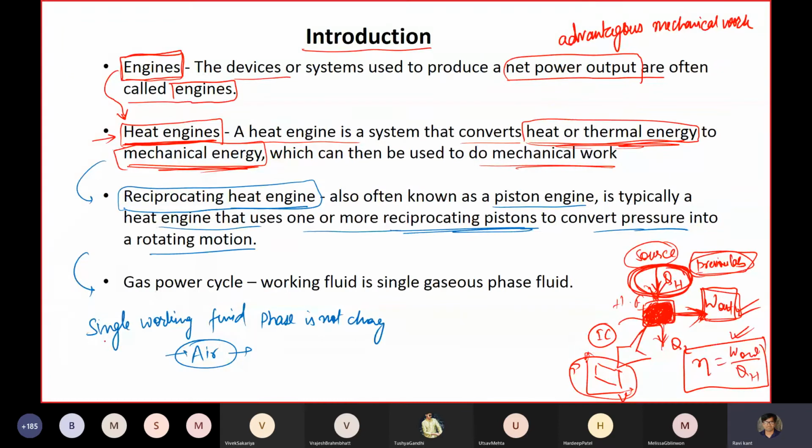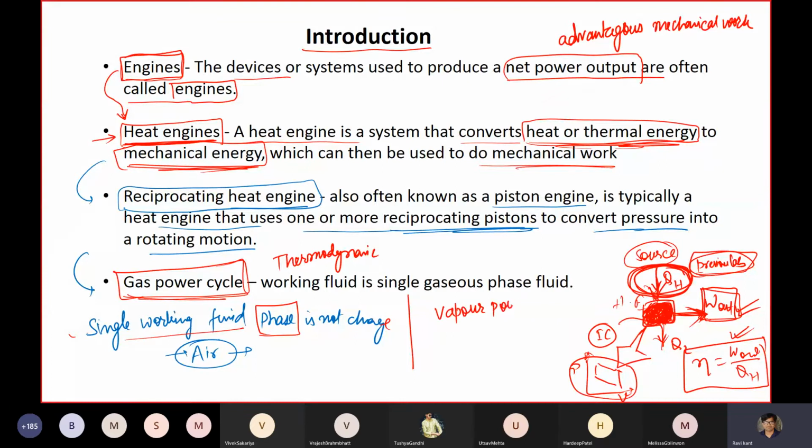So what we saw here is that we have a single working fluid, and the phase is also not changing in due time. That is why it is also called a gas power cycle. So the thermodynamic cycle that it involves is also called a gas power cycle. Another cycle that we have in textbooks is the vapor power cycle.